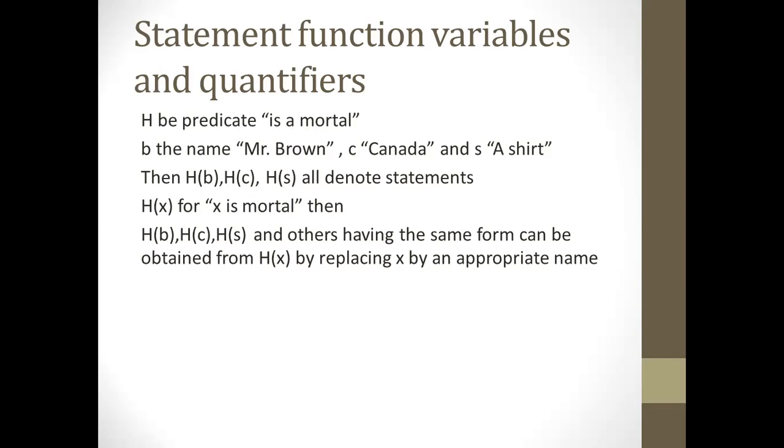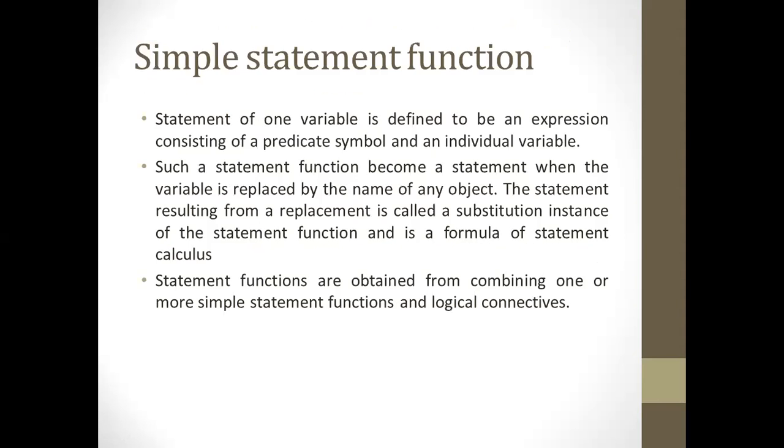So here similarly, like we have seen in the last case, H is the predicate, is a model predicate. In the general way we write HX, X is a model, and when X is replaced by B, it is called Mr. Brown is a model. Then if X is replaced by C, we can say that Canada is a model. If I replace X by S, then we say a shirt is a model. So this is how these three predicate calculus statements can be formed using this proposition. Okay. Now simple statement function.